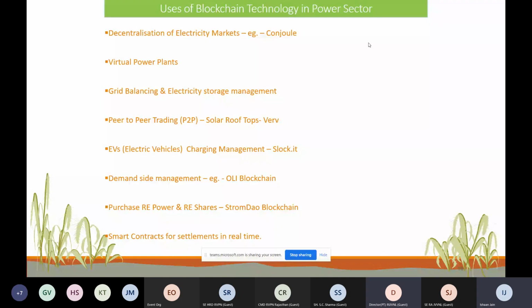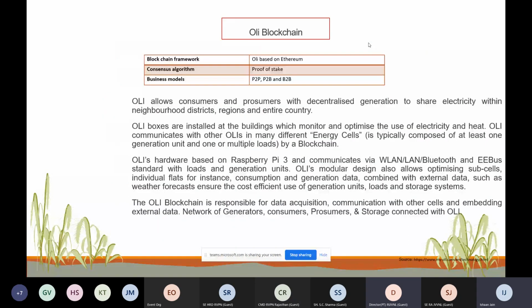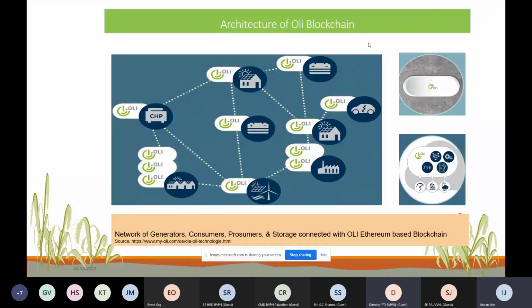This is a simple study of Oli blockchain. Oli is based on Ethereum, its consensus algorithm is proof of stake, and business models are P2P, P2B, and B2B. So you can see in the coming slide, this is the architecture of Oli blockchain. You can see the Oli Ethereum-based blockchain is put in all the premises. You can see examples of roofs with solar rooftops. You can see battery storage there. You can see the combo of solar, wind, etc. Factories also, batteries also, electric vehicles also are connected.